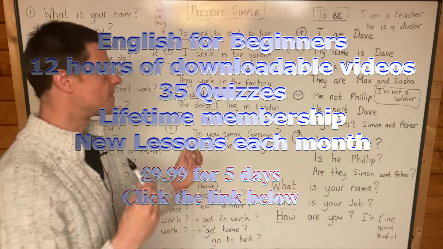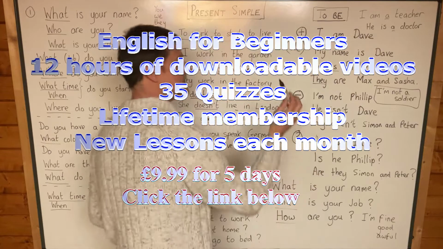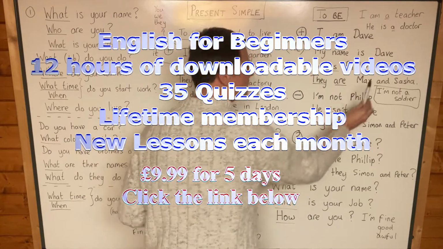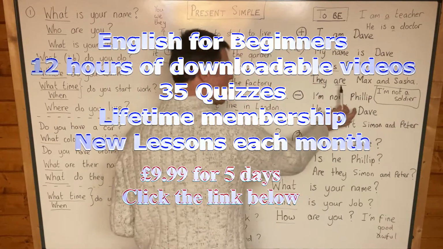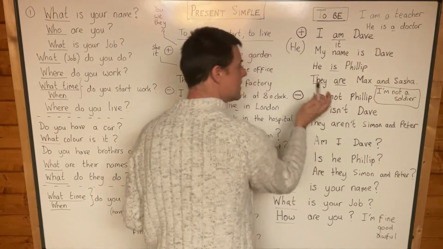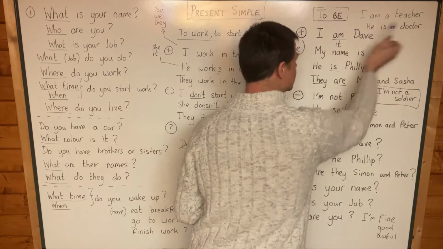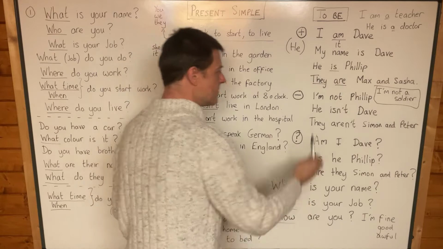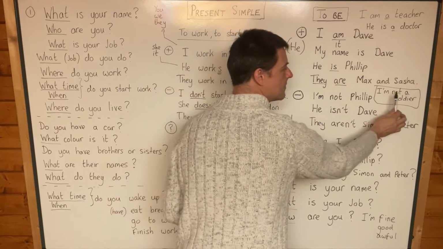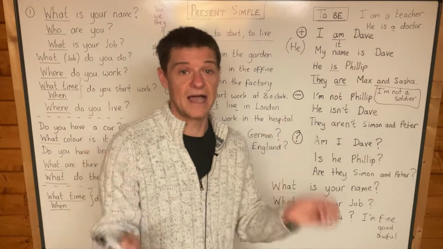Now, if I talk about two people, they, then I say they are Max and Sasha. I am Dave. He is Philip. They are Max and Sasha. I am a teacher is positive, but negative, I'm not a soldier. I don't have a gun.